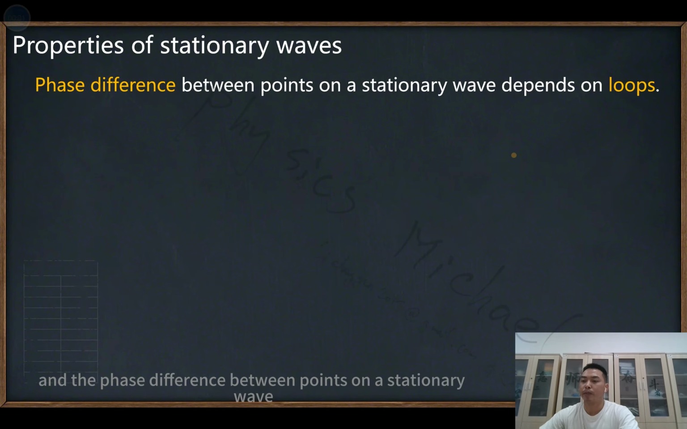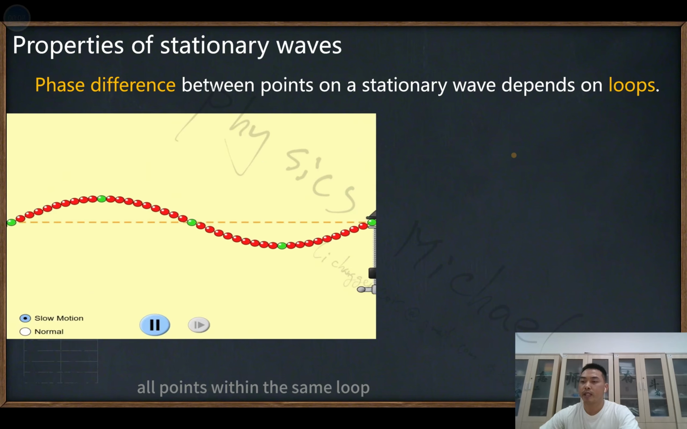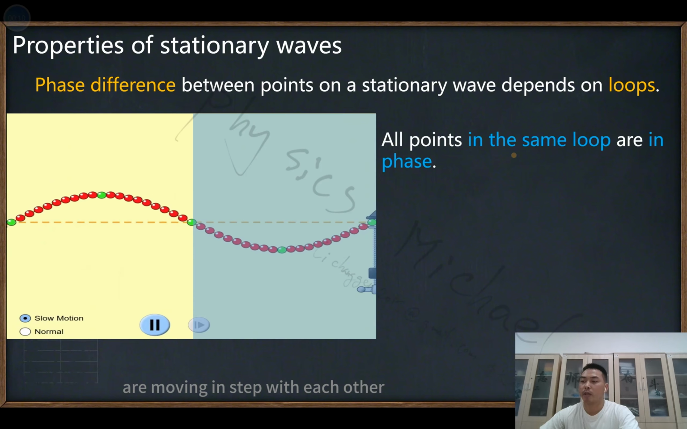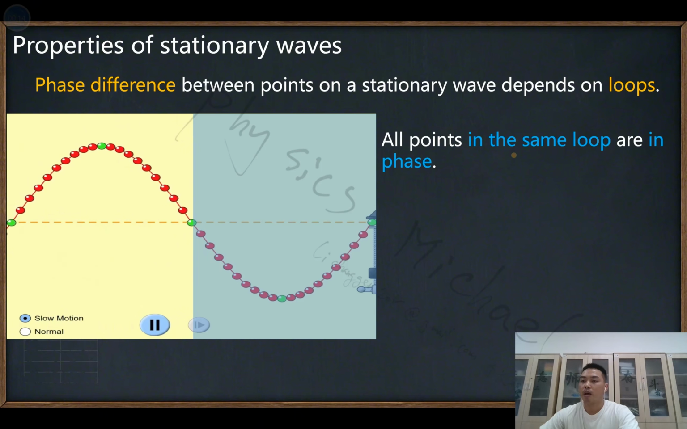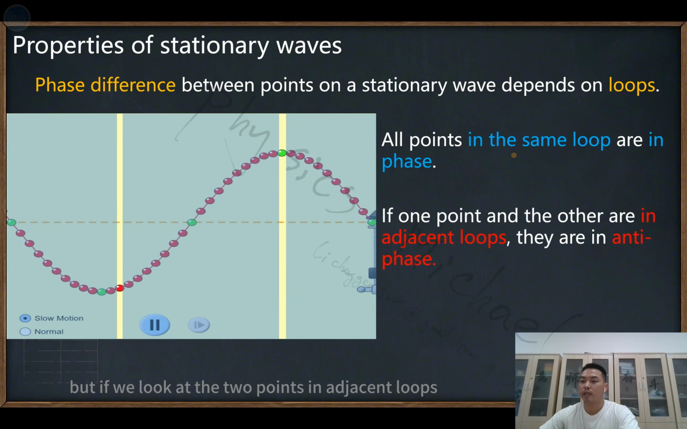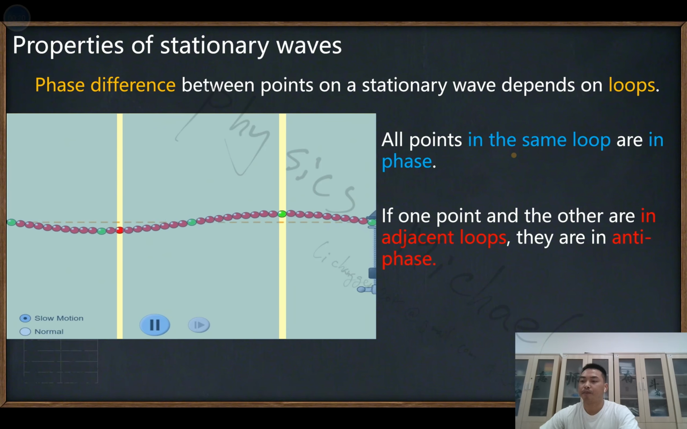And the phase difference between points on a stationary wave depends on the loops. As you can see in the animation, all points within the same loop are moving in step with each other, or we can say they are vibrating in phase with each other. But if we look at two points in adjacent loops, they are vibrating in antiphase.